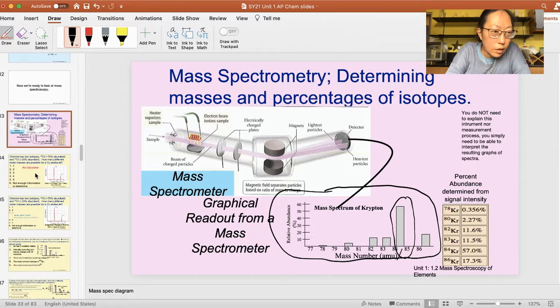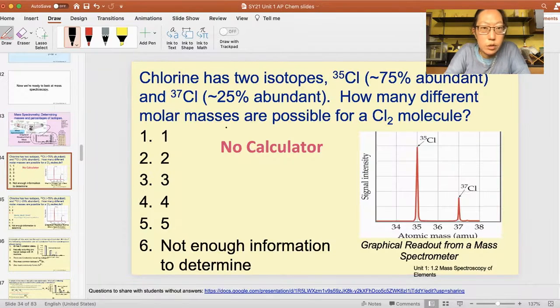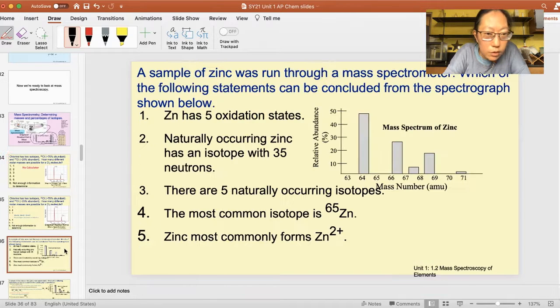So let's take a look at a couple of these questions. All right, so here, chlorine has 2 isotopes. How many molar masses are possible for a Cl2 molecule? And this is not a good one to start with. Let me see. I'm gonna skip ahead to this one first. There we go. This is a more fair one. Okay, so read the question and send me a private chat. Tell me what you think the answer is.